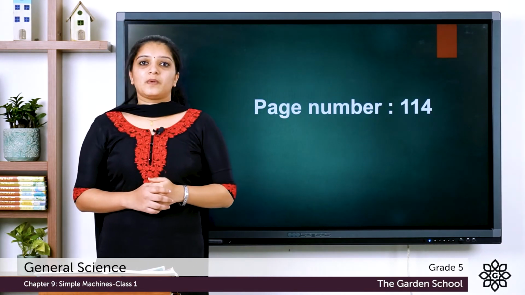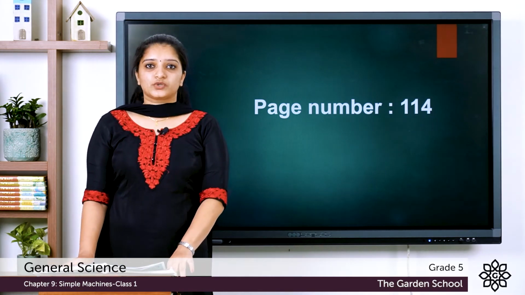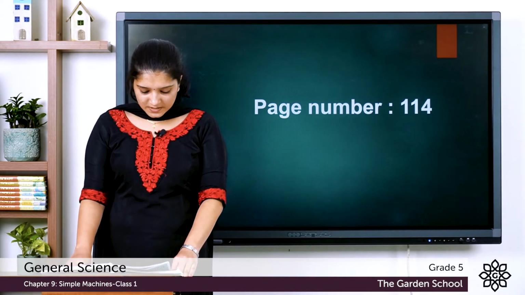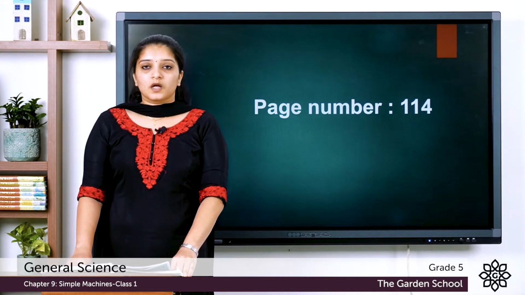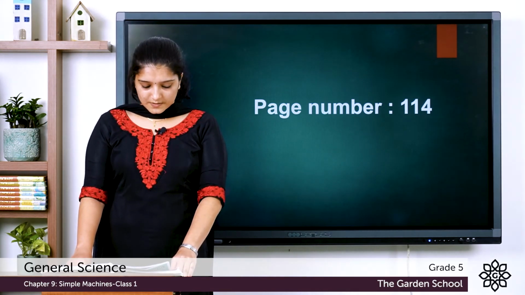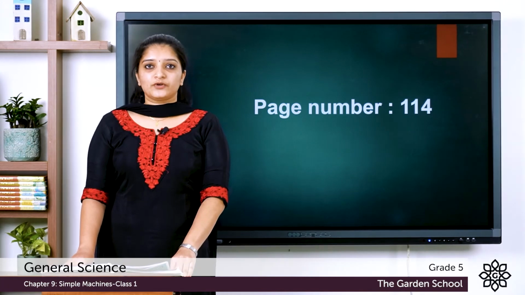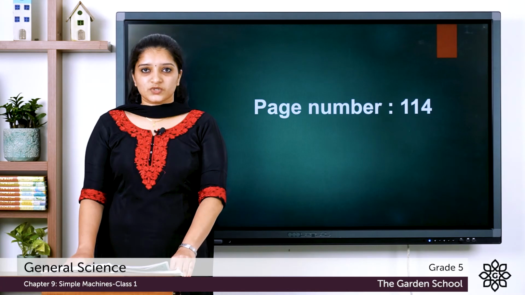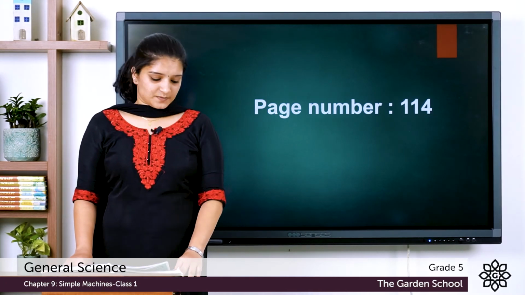Now, please take page number 114. Two statements are given and you have to state true or false. The first statement is, work is done whenever force is applied. And the second statement is, all machines are complex. Let's answer them. The first statement, work is done whenever force is applied. The answer is no, because displacement is needed for work to be done. And the second statement, all machines are complex. The answer is no, because there are two types of machines, simple machines and complex machines.